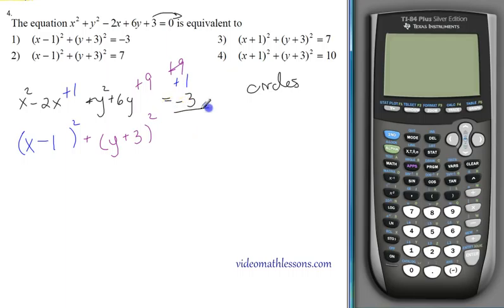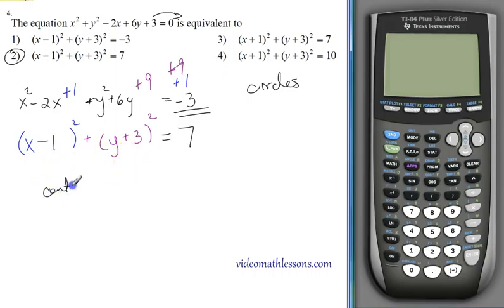And what I got to do is I got to do this side now. I'm going to add all this up. So 9 and 1 is 10. Take away 3 is 7. So my equation is x minus 1 squared plus y plus 3 squared equals 7. Look up top, find the choice. Choice number 2.